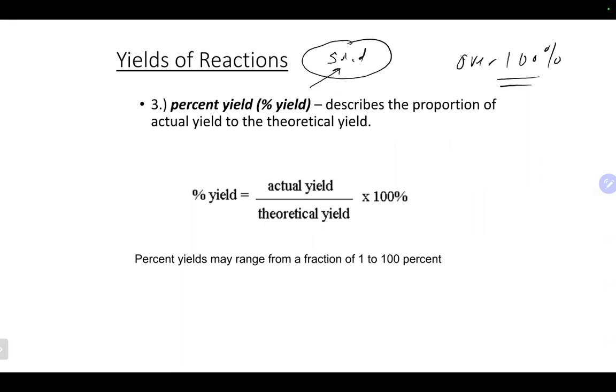So, in the 90s, really good; in the 80s, really good; as you get lower and lower, not so good of a job. If you got like a 20% yield, you might have been sleeping for 80% of that experiment and lost most of it. So this is very common how we do it. Again, the actual yield is usually given to you in a textbook type problem, and the theoretical yield is something you calculate like we've been doing, and then you divide the two and times it by 100 to get your percent yield.